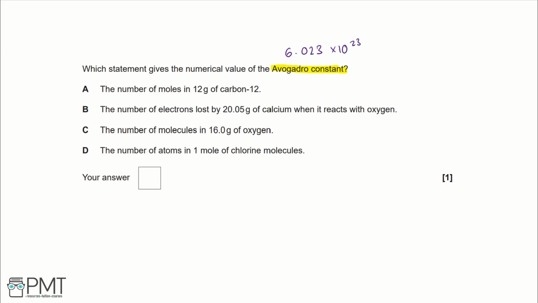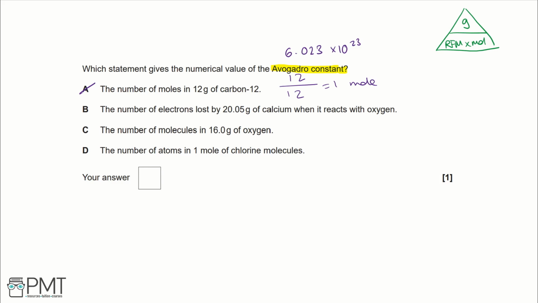So if we look at the different options, looking at A first, we're going to use the equation triangle of mass divided by relative formula mass times moles to work out the number of moles in 12 grams of carbon 12. So we do 12 divided by 12, which equals 1 mole, which is not Avogadro's constant, so the answer is not A.